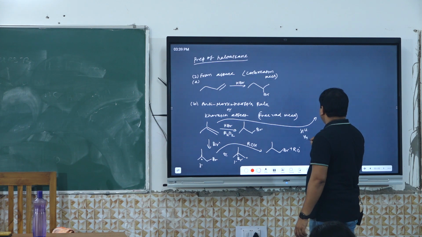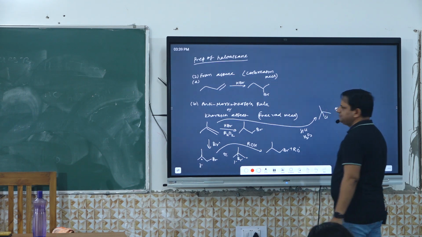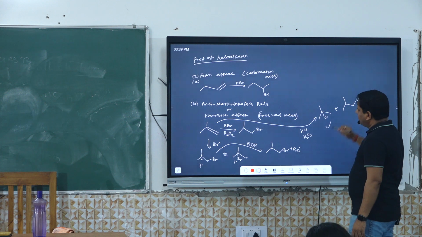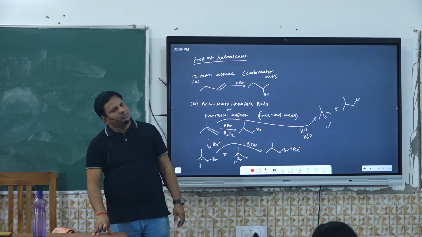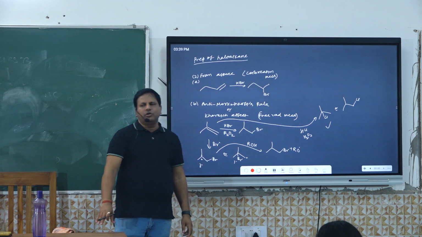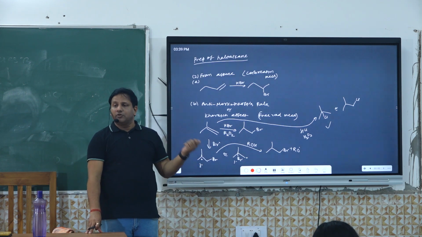If we take this compound with HCl in the presence of H2O2, what will be the product? This is the product or this is the product? Which is the major product? Markovnikov product is the major product. Why is Markovnikov product the major product? Because it doesn't follow the anti-Markovnikov rule.